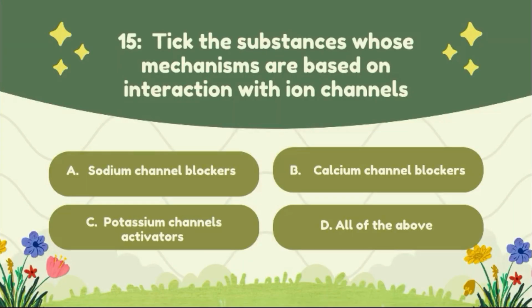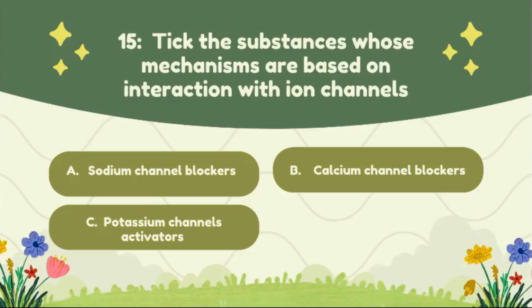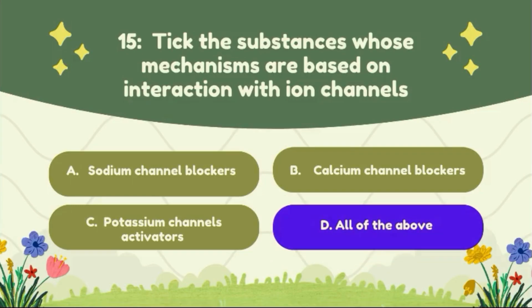Question number 15. Pick the substances whose mechanisms are based on interaction with ion channels. Option A is sodium channel blockers, B. Calcium channel blockers, C. Potassium channel blockers, activators, and D is all of the above. So correct answer is all of the above.